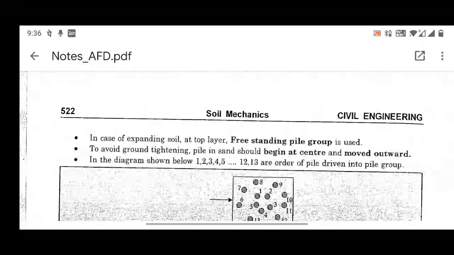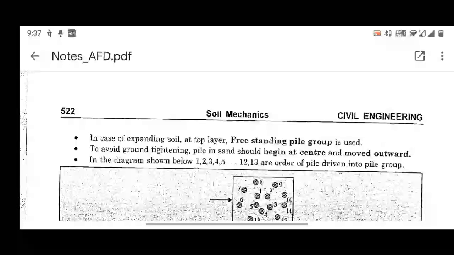Now, to avoid ground tightening, piles in sand should begin at the center and move outward. Whenever you install piles in groups, always remember that you have to install the first pile at the center. So if a square arrangement is there, you have to carefully see how many piles you will be using in that square pattern. If nine piles are used, like three rows and three columns, you have to install the first pile at the center, then gradually move outwards.